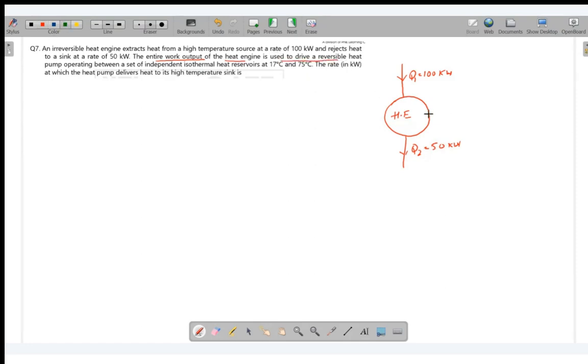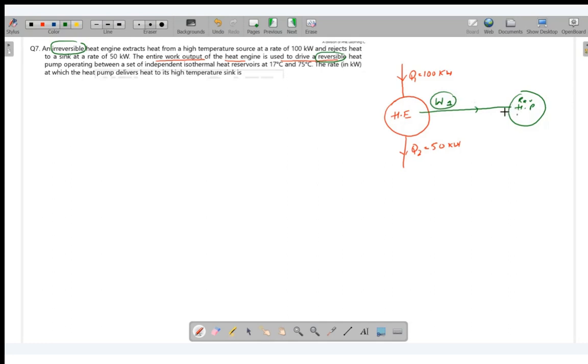So whatever work output you are getting, let us say W1, we are giving it to the reversible heat pump. Be very cautious: this is irreversible and this is reversible. So it is a reversible heat pump. Whatever work we are getting from the heat engine, we have given it to the heat pump.